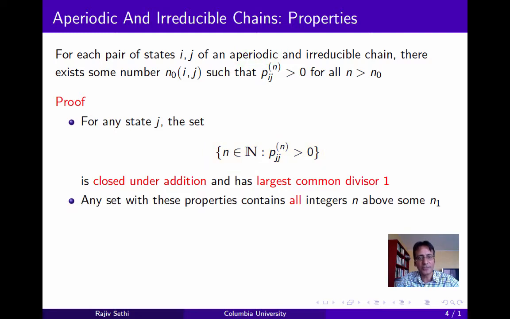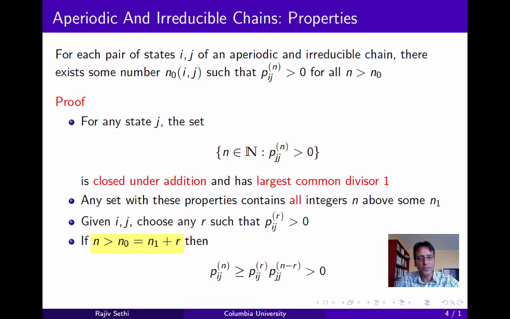Now here's the result from number theory that we're going to use. Any set with these properties, so any set of integers that's closed under addition and has largest common divisor 1, contains all integers above some threshold n1. So for any such set, there exists some threshold n1 such that all integers larger than n1 are contained in this set. Now given any two states i and j, choose some integer r such that you can reach j from i in r steps with positive probability. There must exist some such r because the chain is irreducible.